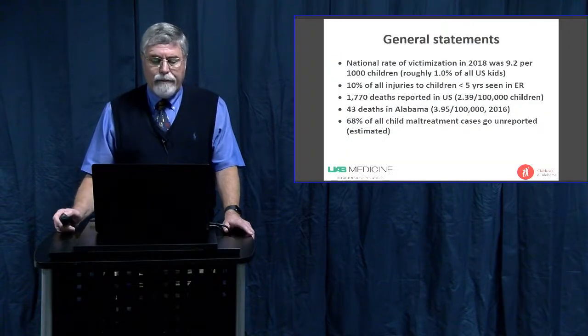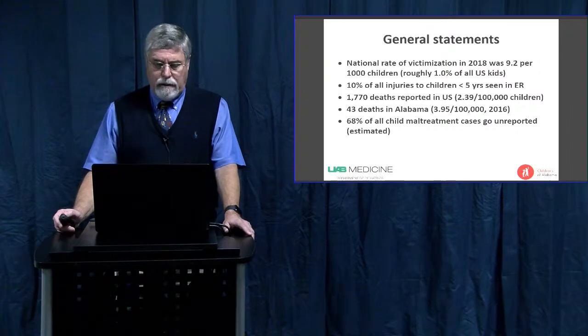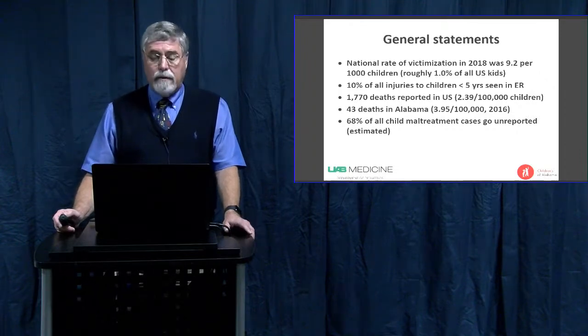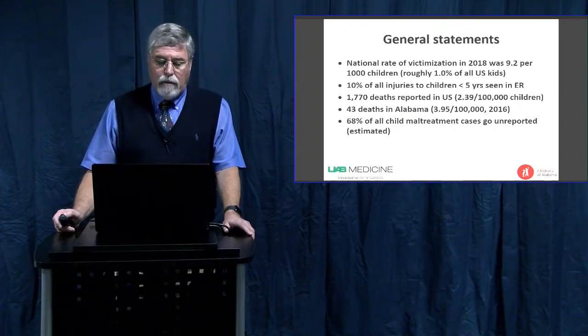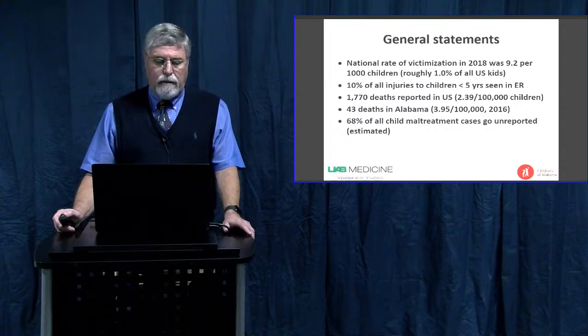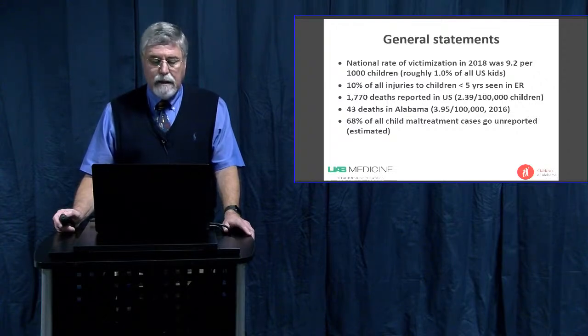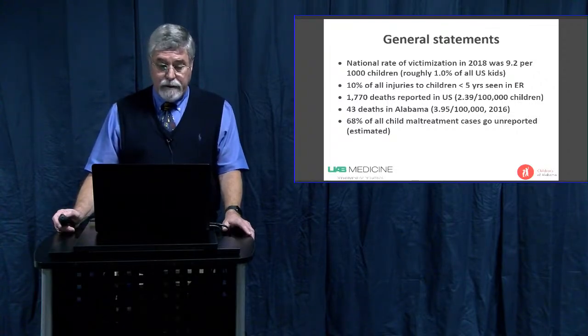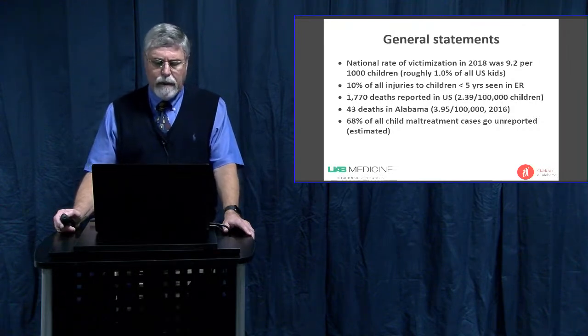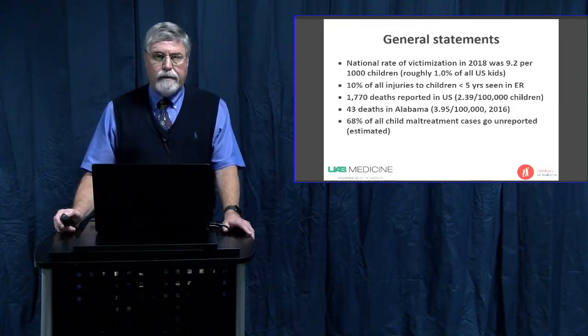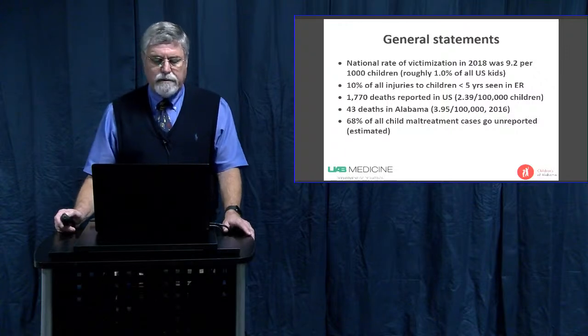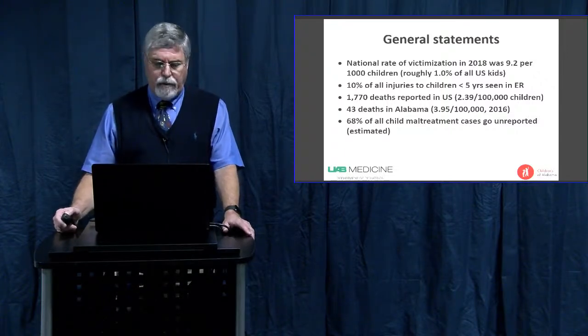So about 1% of U.S. kids are determined to be victims of child abuse each and every year. It's about 10% of injuries to children under 5 showing up in emergency rooms. In the most recent year, there were 1,770 deaths reported in the United States due to maltreatment. 43 of those were in Alabama. And we estimate from adult surveys that about 2/3 of child maltreatment cases never get reported.